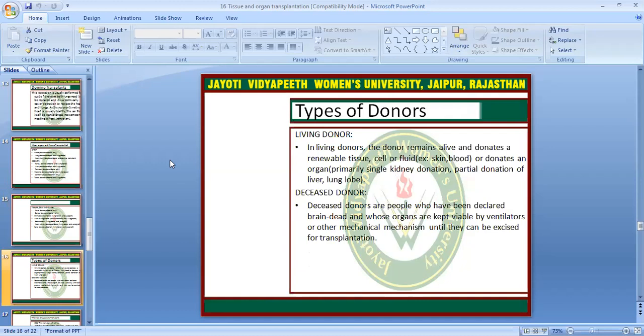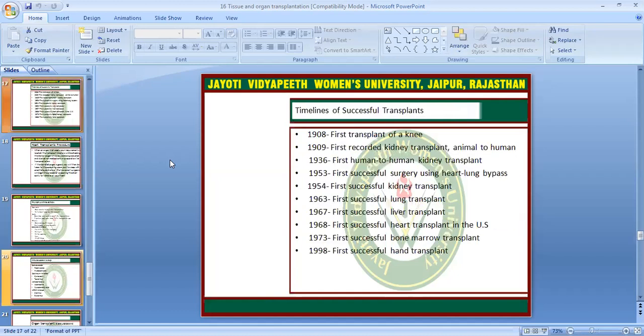Living donor. In a living donor, the donor remains alive and donates renewable tissue, cells and fluids like skin and blood, or donates an organ, primarily a single kidney, or a partial donation of liver or lung lobes. Deceased donors are people who have been declared brain dead, or whose organs are kept viable by a ventilator or other mechanical mechanism until they can be accessed for transplantation.